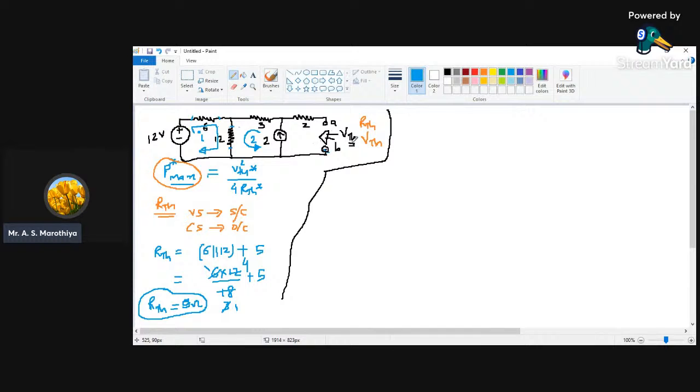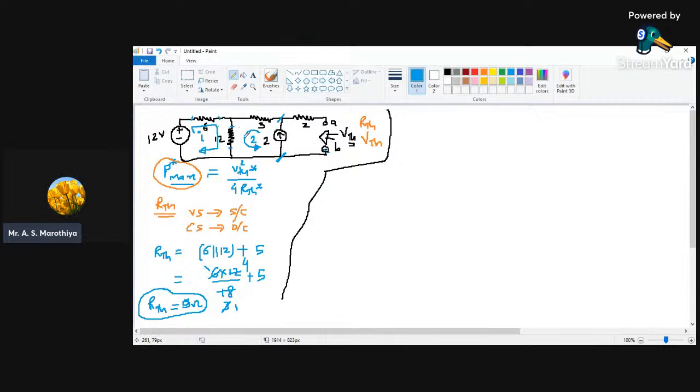Now, to calculate this VTH from this circuit, it is very clear that this VTH is nothing but the effective voltage that is going to appear across this 2 ampere current source, which is nothing but a combination of the voltage that we are going to experience across this 12 ohm resistor followed by this 3 ohm resistor.